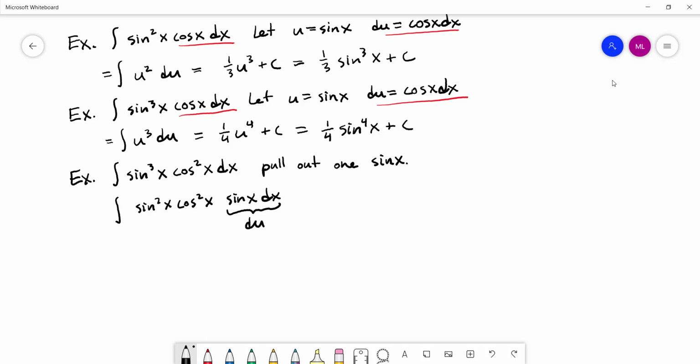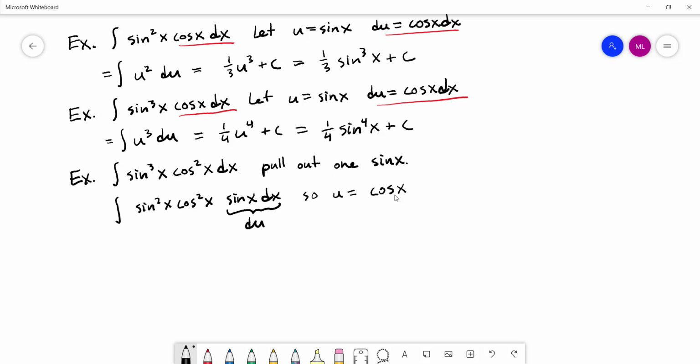And alternatively, we could have tried to pull out a cosine. That might have made things a little bit trickier. We'll look at that in just a minute, but in this case, we pulled out one sine of x. I want to force this to be the du, and if this is the du, what does that mean the u must be? u must be equal to something that involves a cosine of x, right?